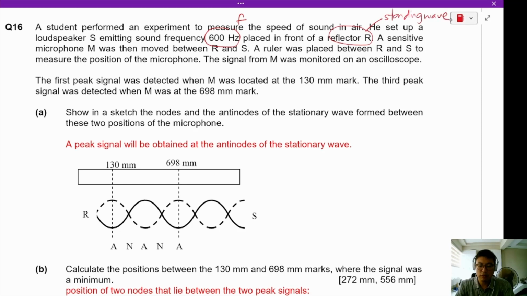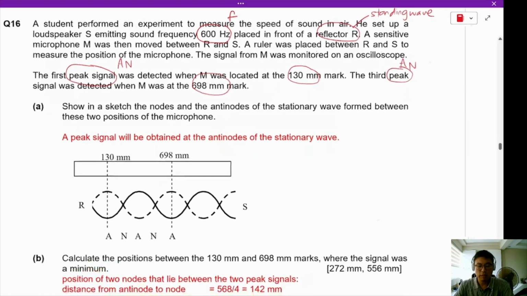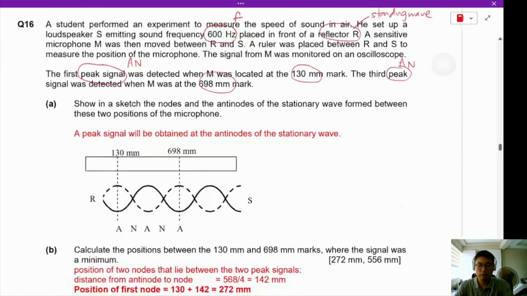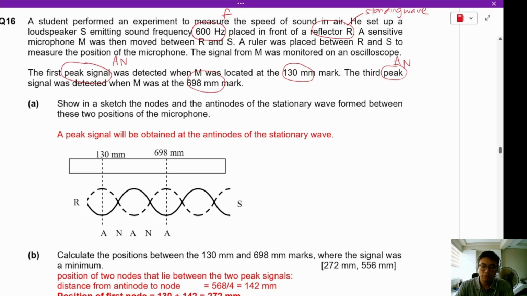A sensitive microphone M is then moved between R and S, and the position is marked on the microscope. The first peak signal means that the first antinode will be detected when M is located at the 130 mm mark. So this is the first position. The third peak signal, the third antinode, will be detected when M is at the 698 mm mark. So we're going to form the nodes and antinodes of the stationary wave formed between the 2 positions of the microphone. So this is the first peak signal.